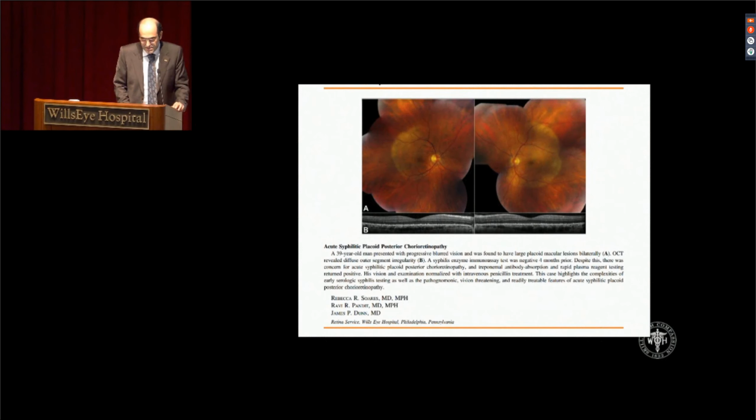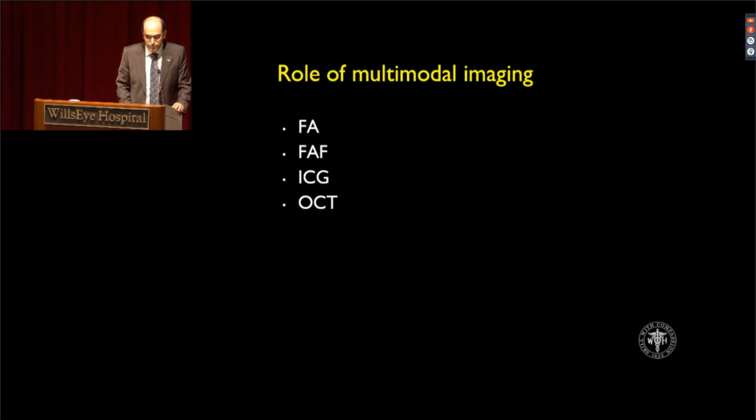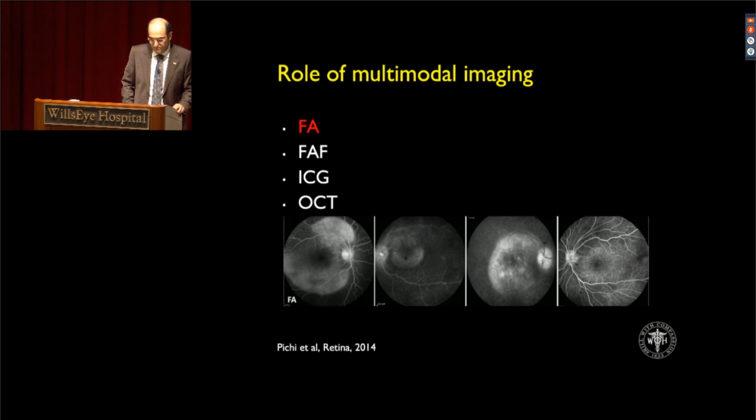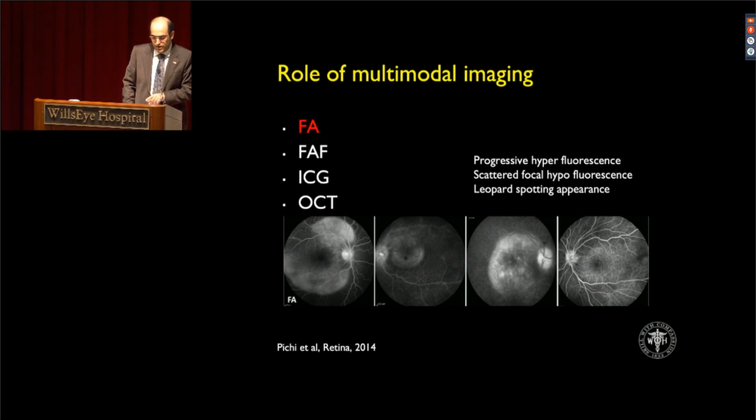Here is the case of bilateral placoid syphilis published in Ophthalmology Retina by our very own Rebecca Suarez and Dr. Dunn. This patient dramatically responded to treatment with IV penicillin. In terms of the role of multimodal imaging, I'll describe some features in these patients. Here you can see 4 FAs from 4 different patients. In the fluorescein angiography, we see progressive hypofluorescence, scattered focal hypofluorescence, and leopard spotting appearance in some patients.